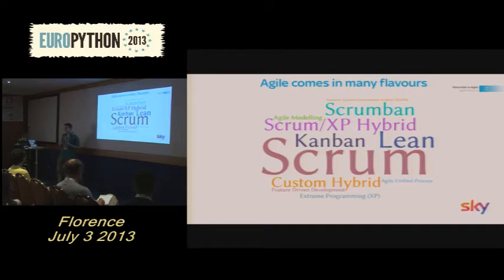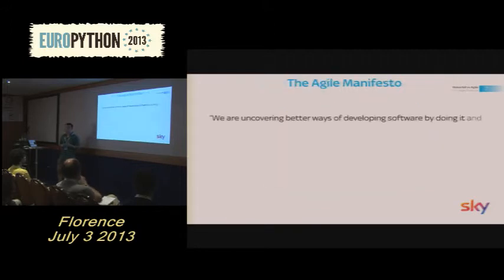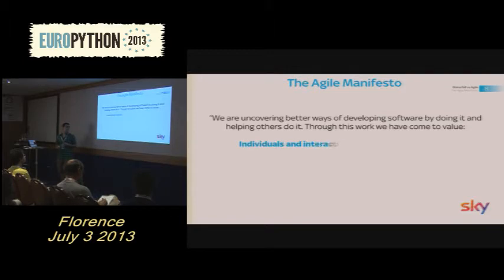However, there's a few things that these all have in common. And in 2001, 17 developers met at a ski resort in Utah to discuss the future of Agile. And they came up with something called the Agile Manifesto. And they said, we favor individuals and interactions over processes and tools.